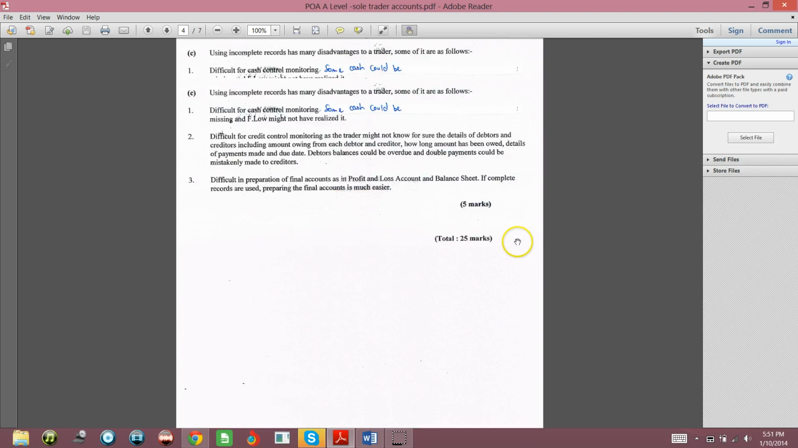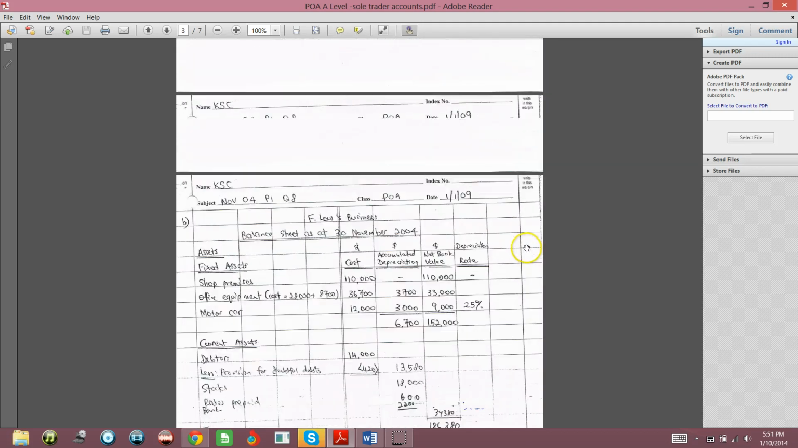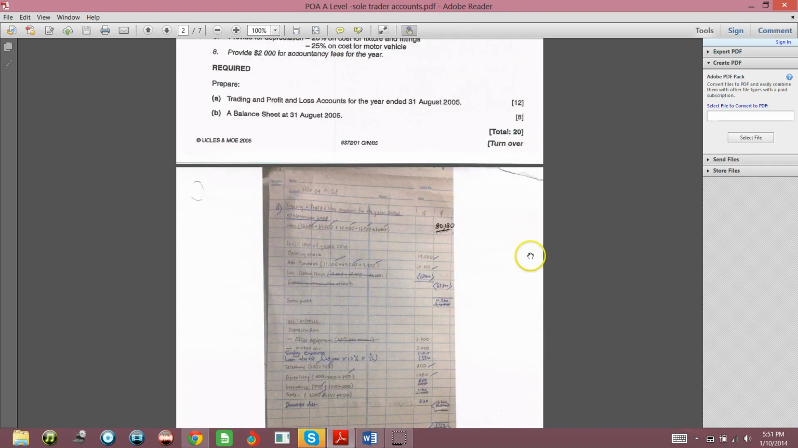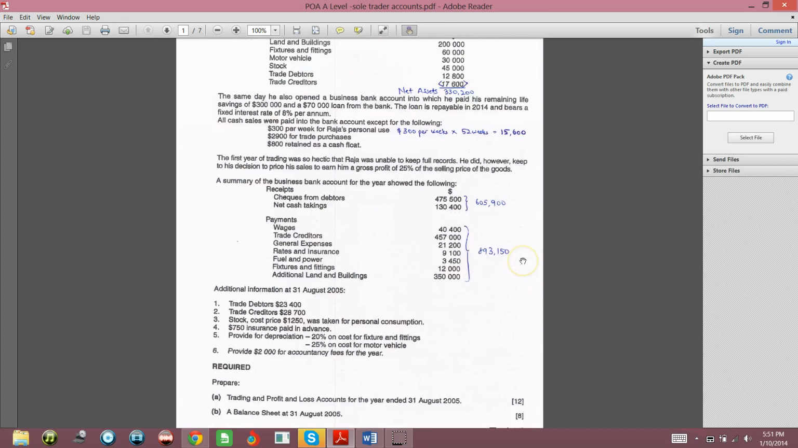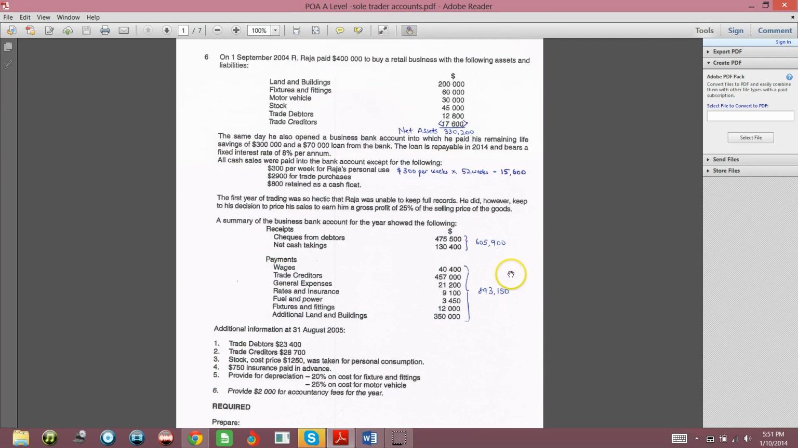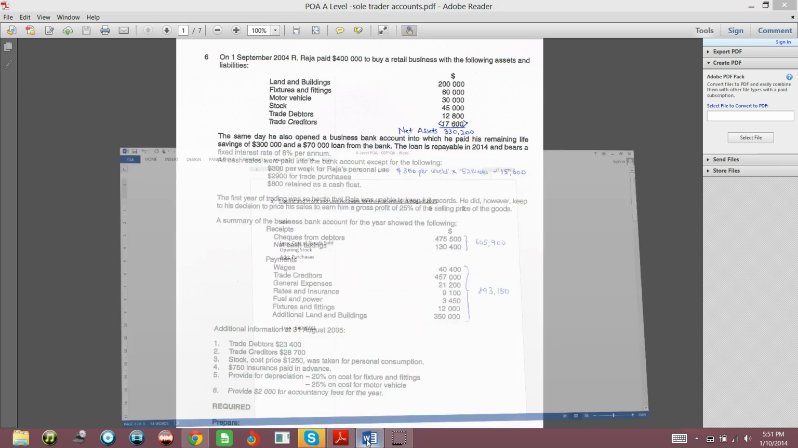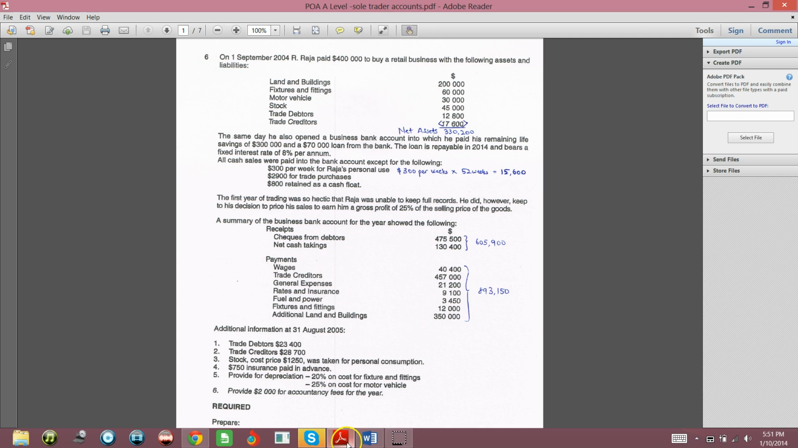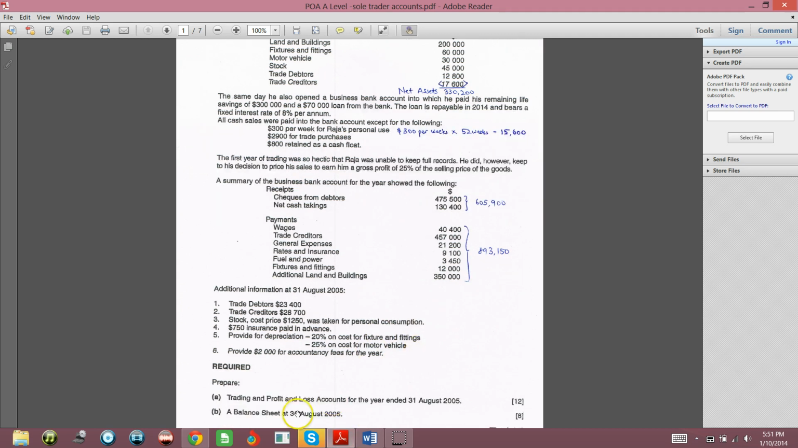Now I'm going to go through November 05 paper 1 question 6. Get your question paper ready. The question says prepare a trading and profit and loss account for the year ended 31 August 2005 and prepare a balance sheet at 31 August 2005.